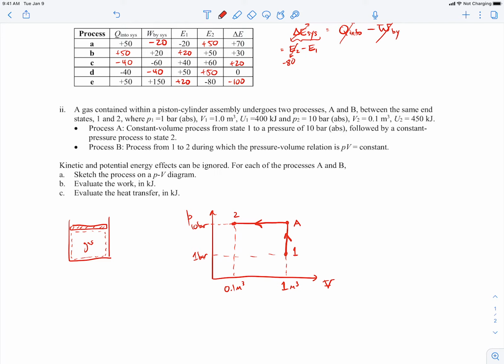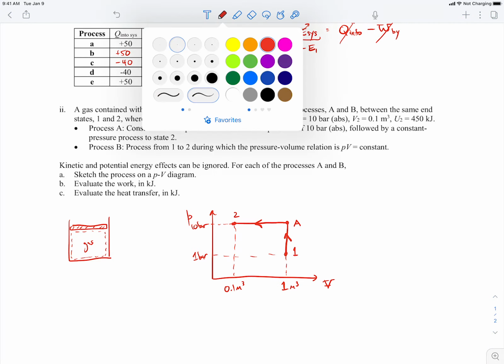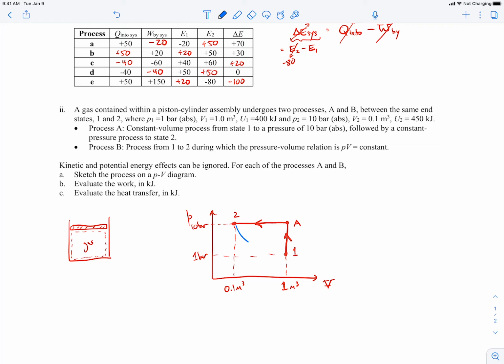For process B, we're told we go from 1 to 2 using this PV equals a constant relation. That's called a polytropic process, where you have P times the volume raised to some power, in this case the power would just be 1, is equal to a constant. So let me sketch that one out. I'll use a different color. So that'll look something like that. So this is process B.